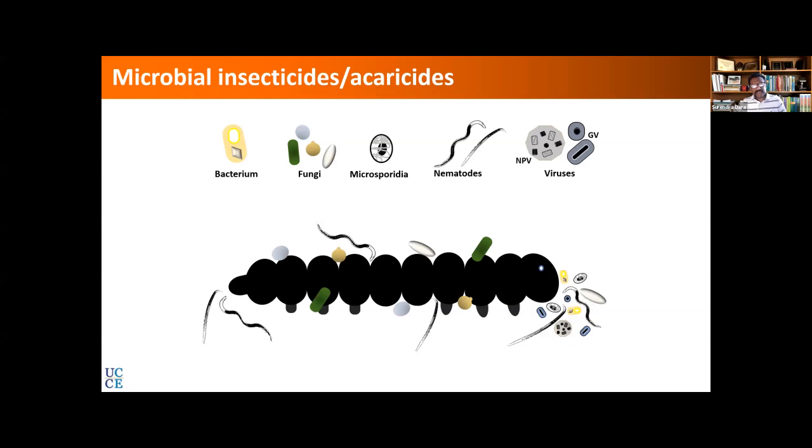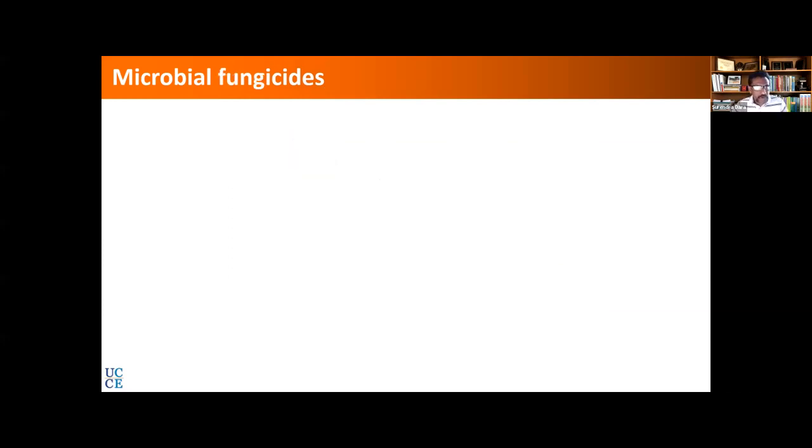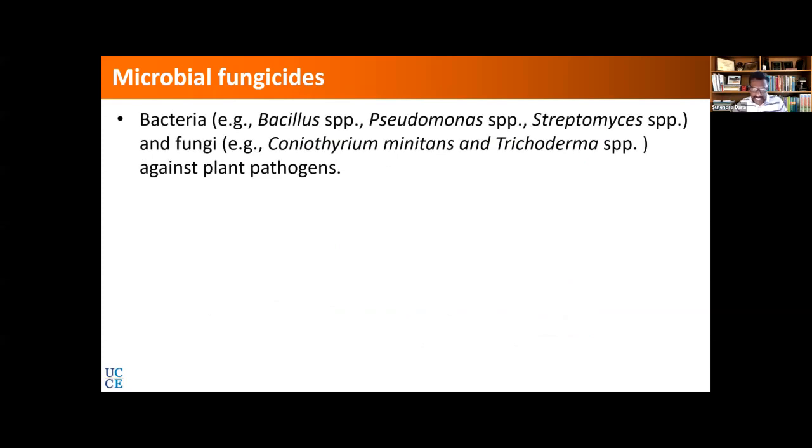So this information is important for us to know to choose the right organism or right product for our particular need. Then microbial fungicides. There are bacteria. Many of you are probably familiar with these: Bacillus amyloliquefaciens and other species, Bacillus subtilis and Streptomyces and so on. And then we also have Coniothyrium minitans, this fungus, and Trichoderma. They are very effective against some plant pathogens.